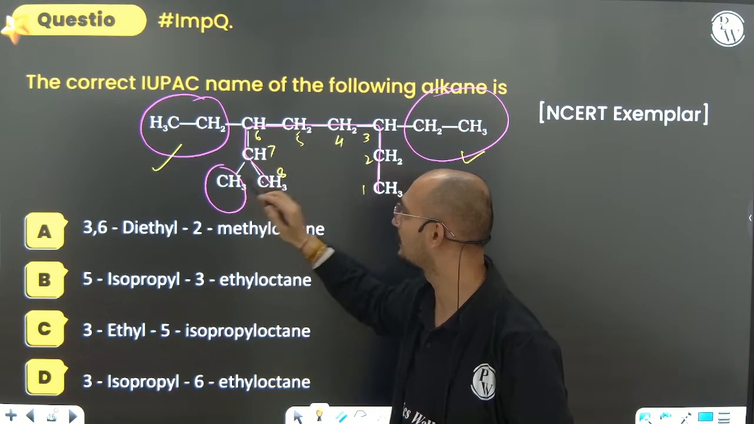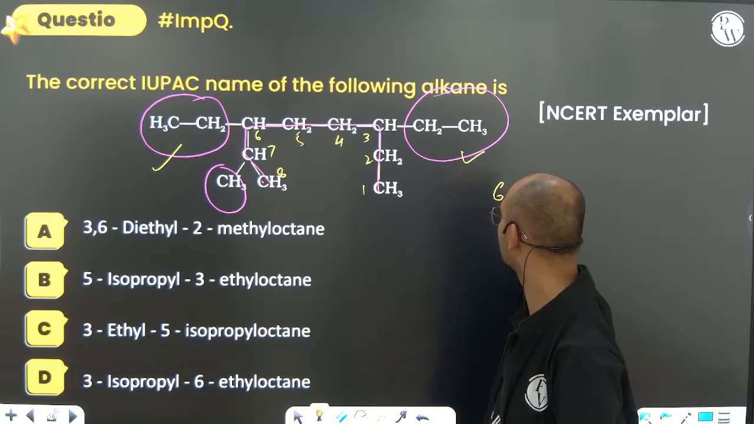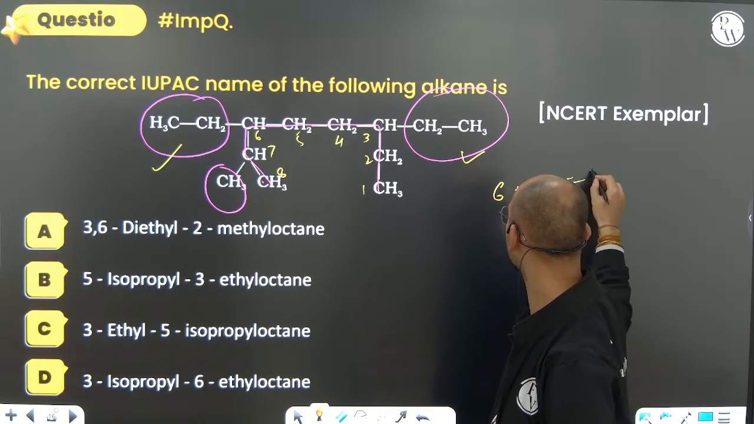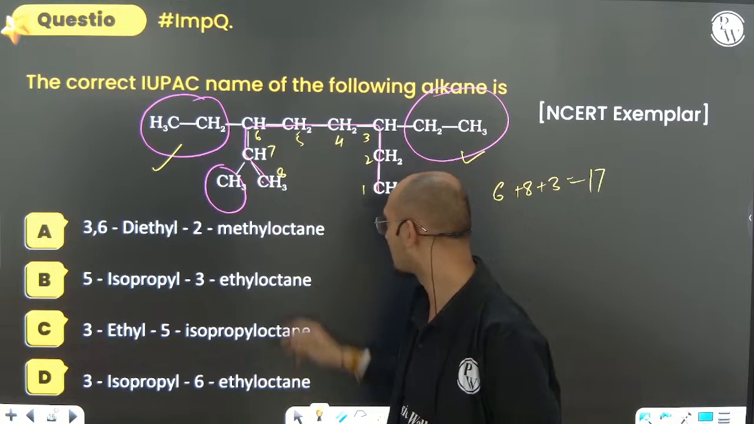It will be 6. It will be 8. 6, 8, 3. 6 plus 8 plus 3. This will give you how much? 17. But what if you start from here?